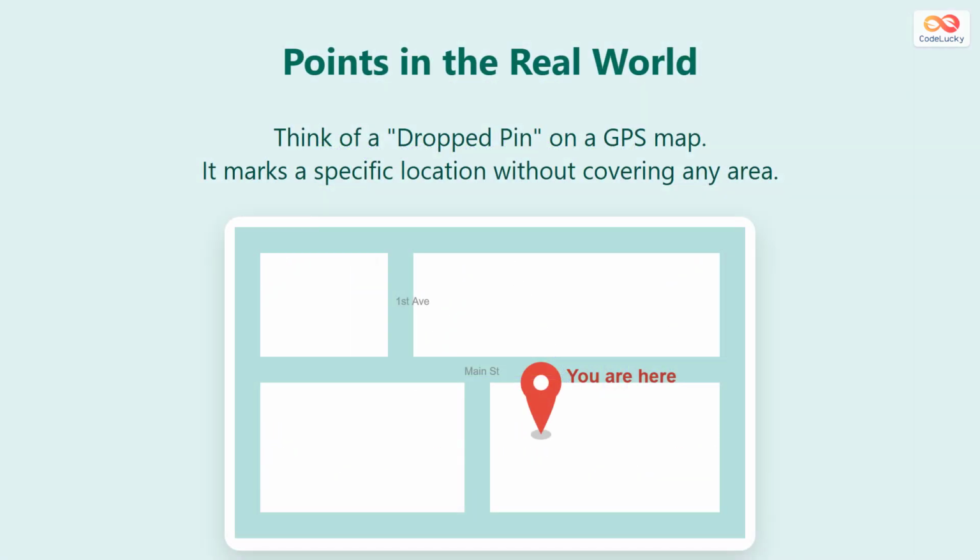To visualize this in the real world, think of a GPS map. When you drop a pin to mark a destination, that pin represents a point. It marks a specific where without telling you how big. It is purely location.